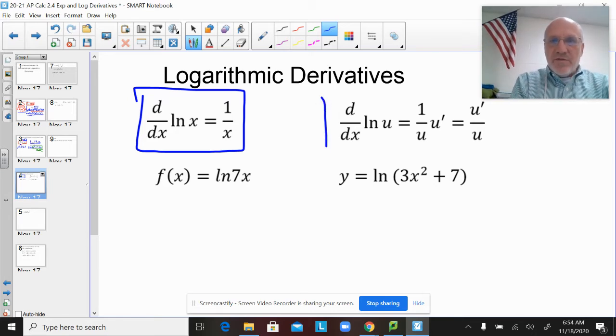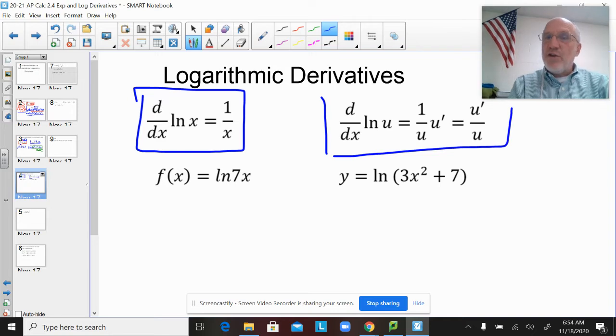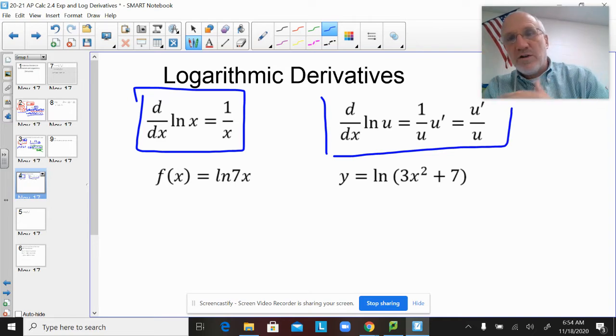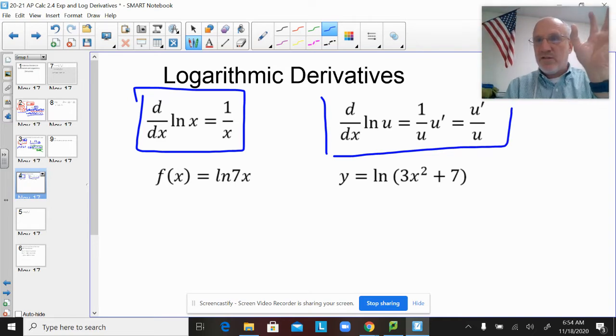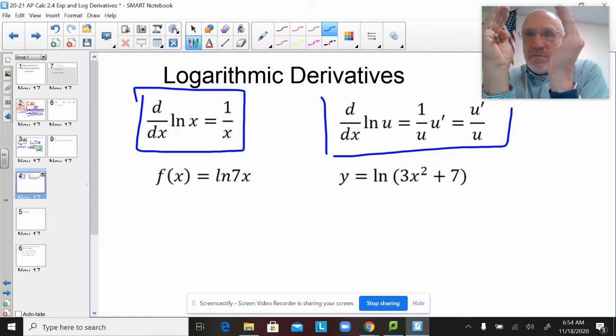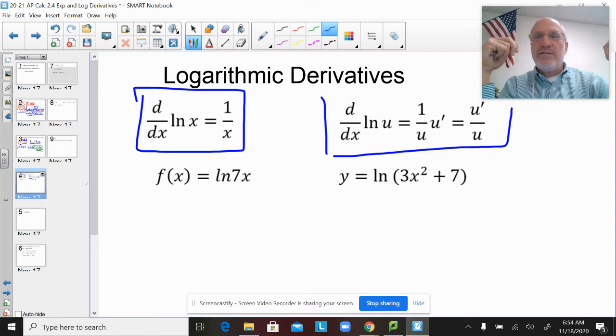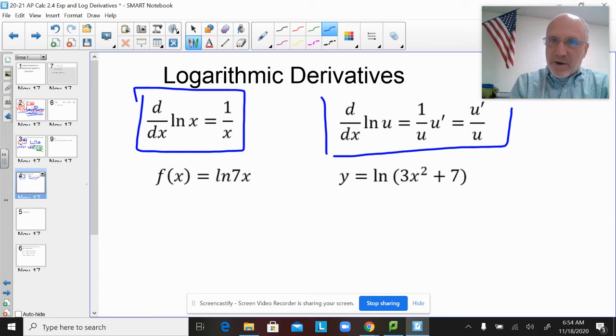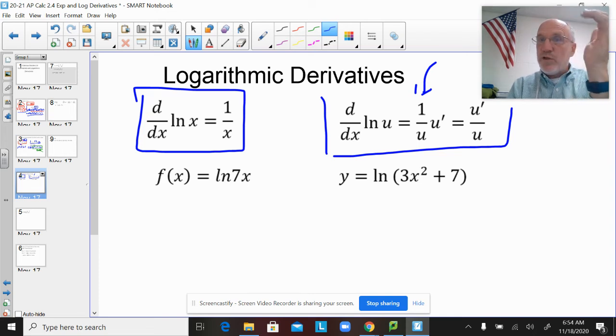And then the derivative of the natural log of u, if it's the natural log of a function of x, well, it starts the same. Really, this is the chain rule. Inside function is u, some function of x. Outside function is the natural log of something. So the derivative of the natural log of something is 1 over that something. That's that part right there. And then the chain rule says times the derivative of the inside, which in this case would be u prime.